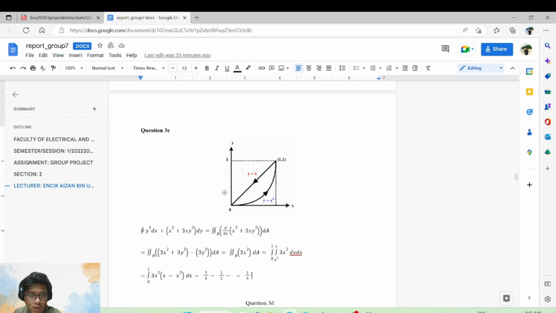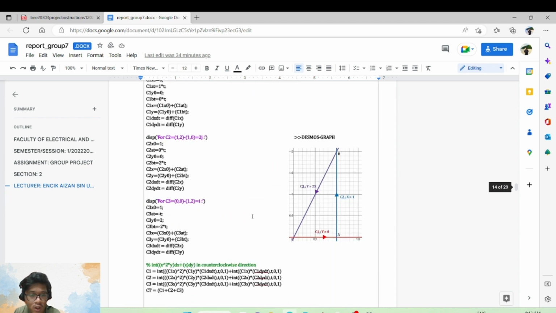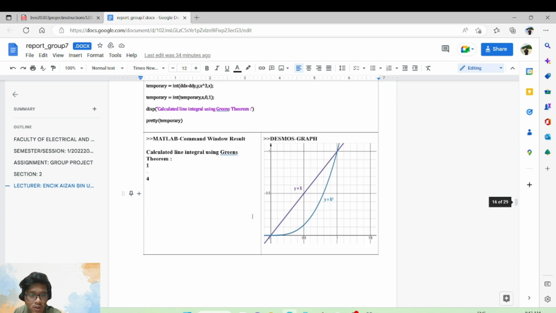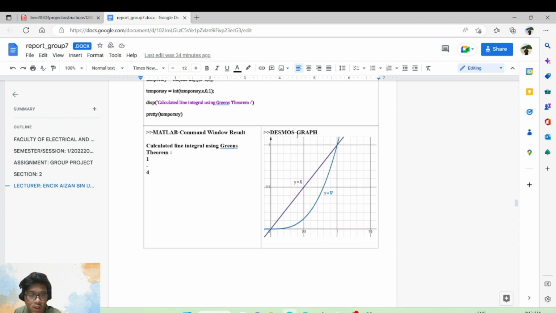So this is the final. This is the manual calculation for question 3c. We see we get the same value between the manual and the software method. And the graph for question 3c is this. This is the graph that we made using Desmos: y equal to x and y equal to x power of 3.